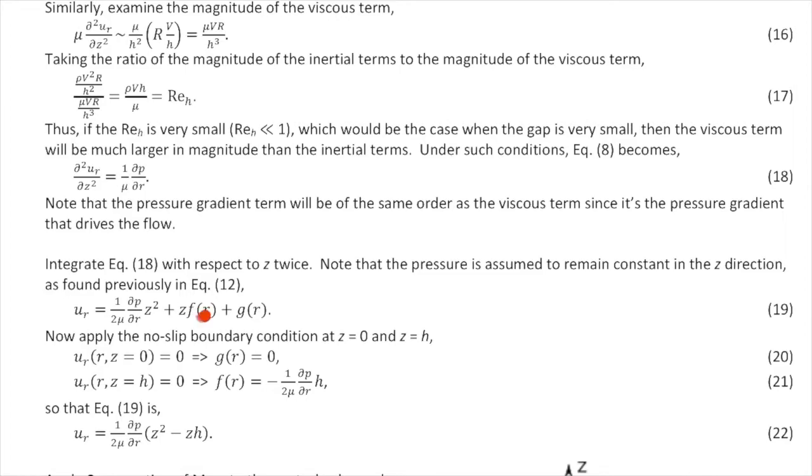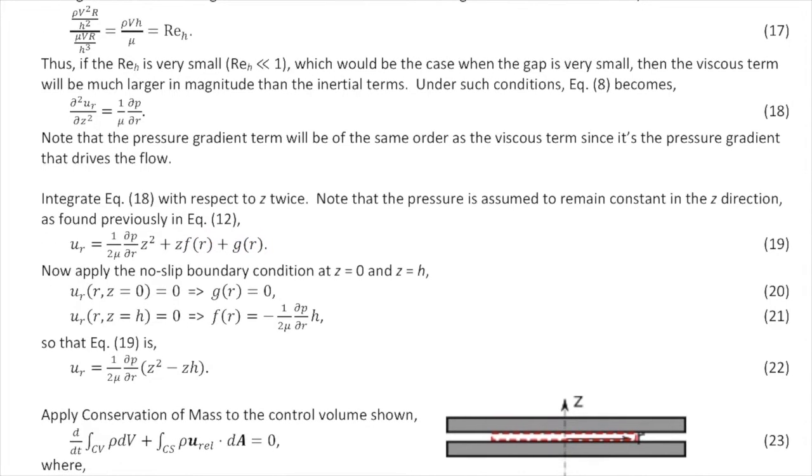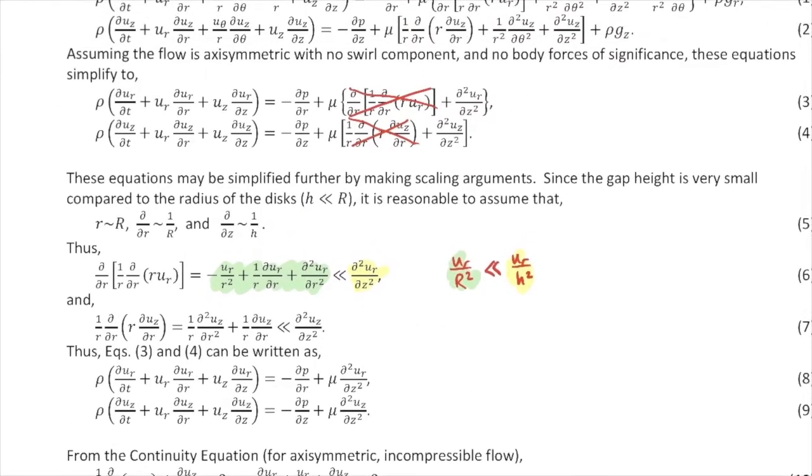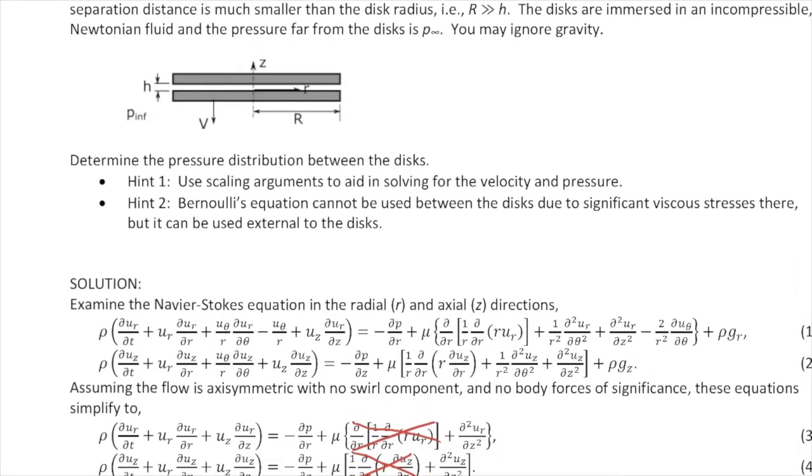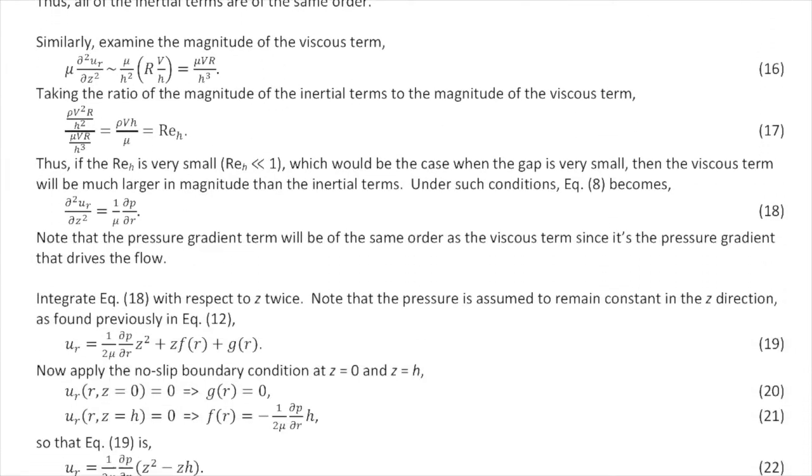Now, to find what those unknown functions are, we have to apply some boundary conditions. The two boundary conditions we have are the no-slip boundary conditions at z equals 0 and z equals h. Let me go back up again. Z equals 0 is right along the surface of this bottom disk. Z equals h is on the surface of the top disk. So we have the no-slip boundary condition on those surfaces.